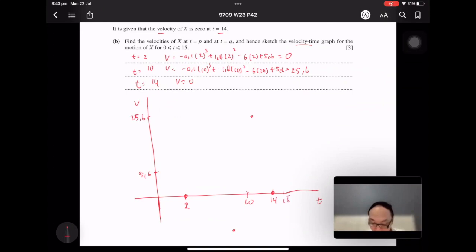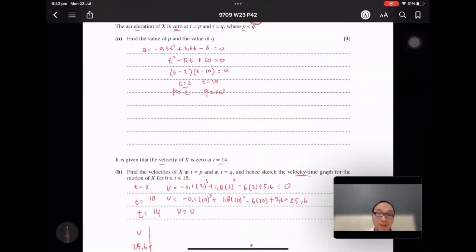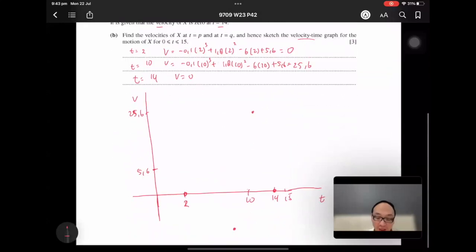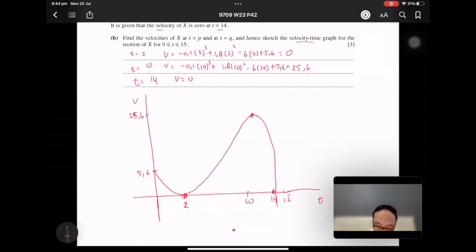And this is 15. Now, the velocity is 0 at t equals 2 and 10. That means it reaches the maximum or minimum velocity when t equals 2 and 10. So it will be minimum at 2 and maximum at 10. So it will be like this. So this is the sketch.